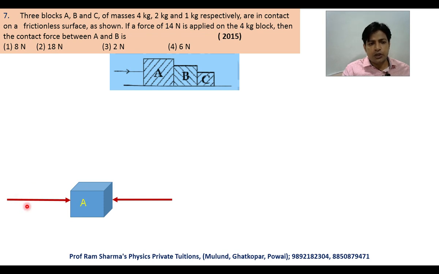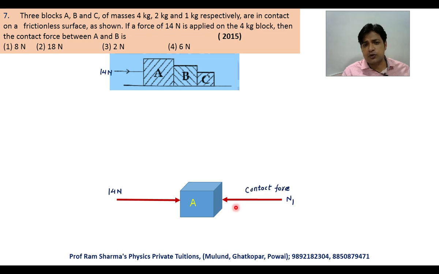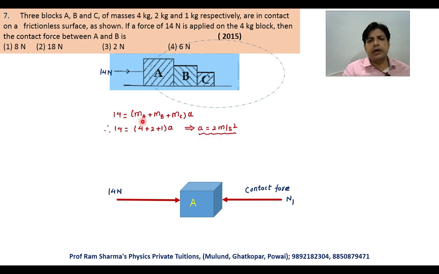This is 14 Newton, and this is 14 Newton, and this is the contact force which I have shown. I need to find out the contact force. First, I can consider all these three masses as a single mass. The reason for doing this is because all the three masses are moving with the same acceleration. So I can consider them as a single mass, and the answer will be 14 is equal to (ma plus mb plus mc) into a. So this way I can calculate the acceleration.